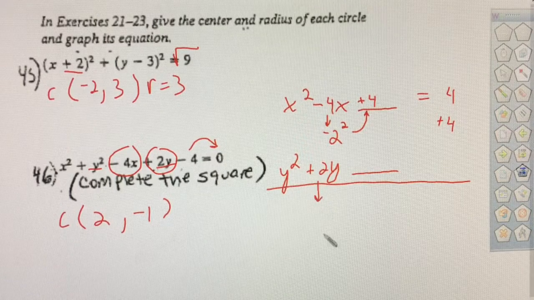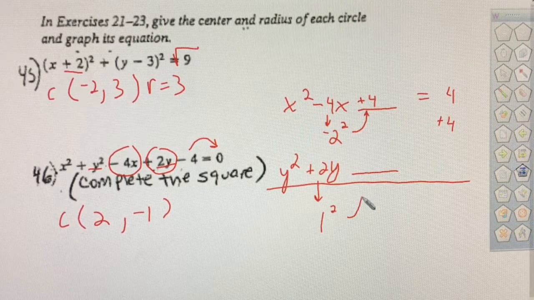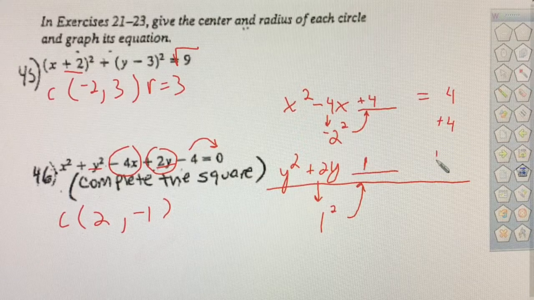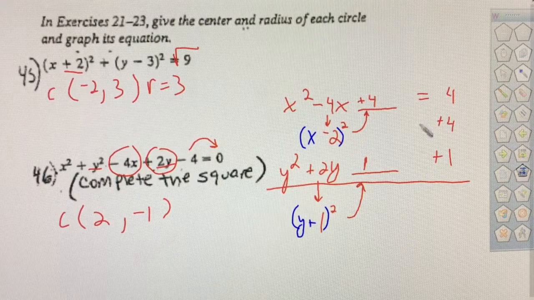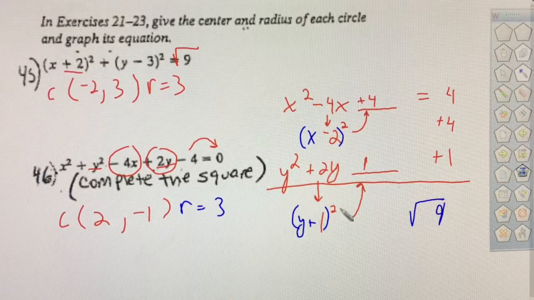Half of 2 is 1, and then I square that 1. And that 1 squared is going to give me a 1. When I add the 1 here, I have to add it over on the other side. And now this is going to quite rapidly give me the vertex form. This is going to be x minus 2 squared plus y plus 1 squared equals, and it equals this here tally of 9. So my radius is going to equal the square root of 9, or 3.